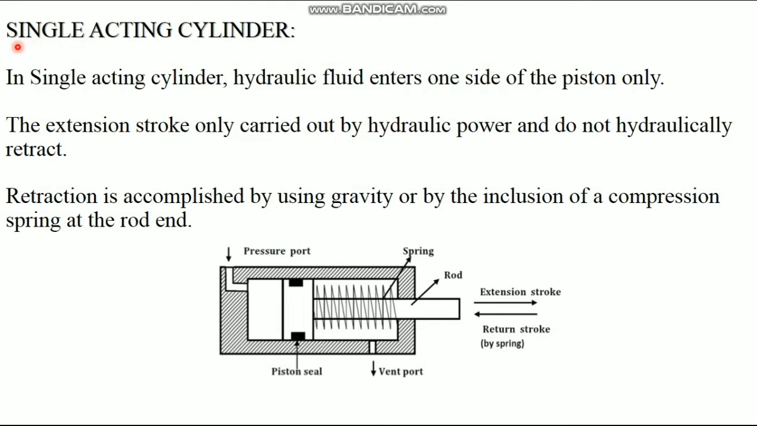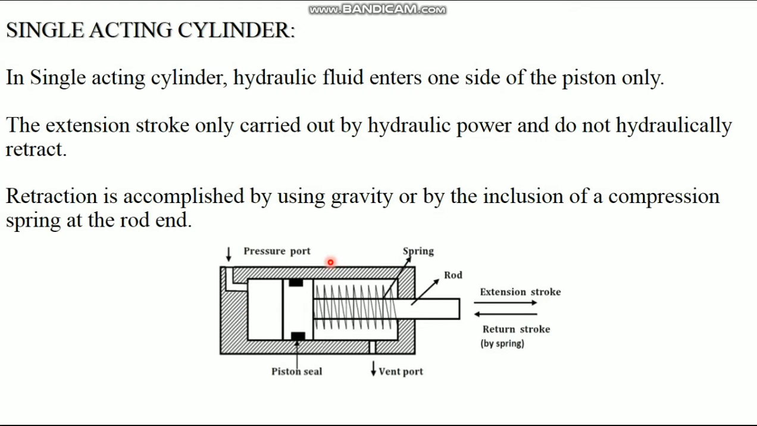Now we can study about the single acting cylinder. This is the simple line diagram of a single acting cylinder. Simply, single acting cylinder means only one side of the piston is activated by hydraulic power. Only on that one side of the piston the hydraulic fluid enters. So one stroke will be carried out by means of hydraulic energy. When the fluid enters into the blank end of the cylinder, the extension stroke will be carried out.